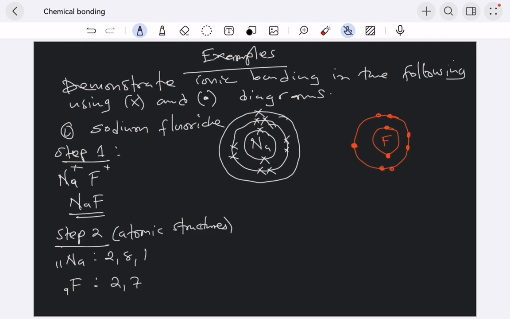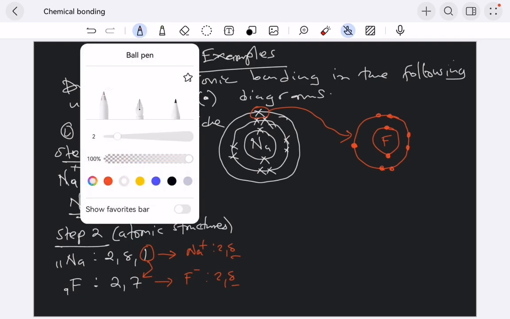So even before I demonstrate the bonding, I'm able to see that for these to become stable, a metal should lose according to its valence number. So that becomes that with a 2,8. Then that should gain according to its valence number. Then it becomes 2,8. And both satisfy the octet. So there's a transfer of this one electron to that. And this is the electron that will be transferred to that.